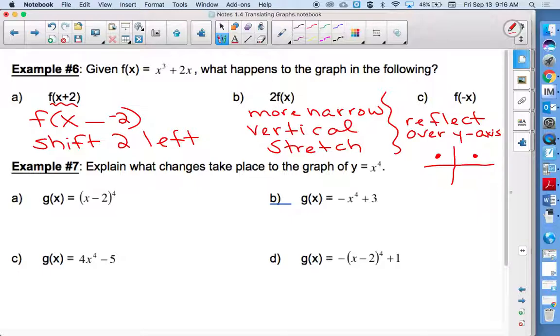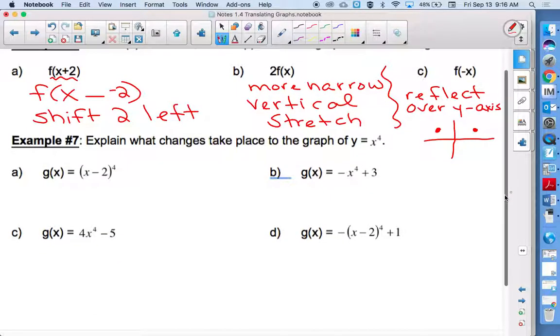So explain the changes that take place if I had y equals x to the fourth. How would these 4 graphs compare? And again, you can write it as a function notation, or we can just write it in equation form to see the shift in the equation form. So Lauren, with letter A, we have g of x equals x minus 2, and then to the 4th power. How would that change the graph?